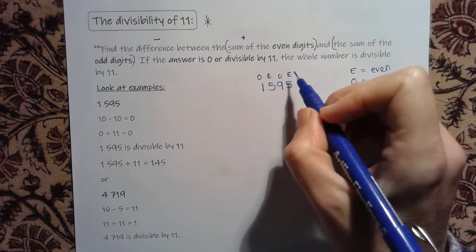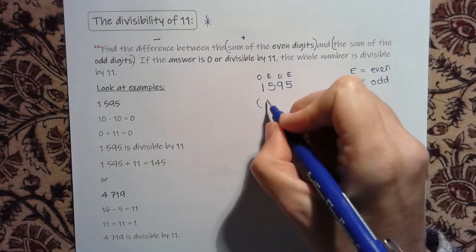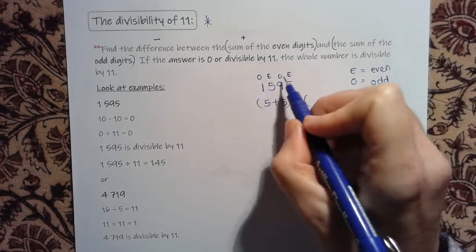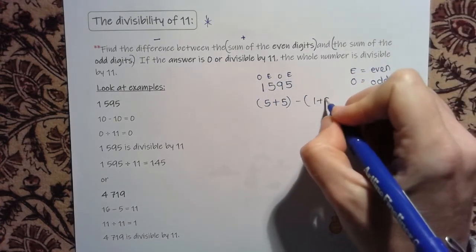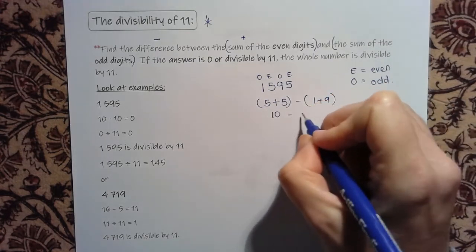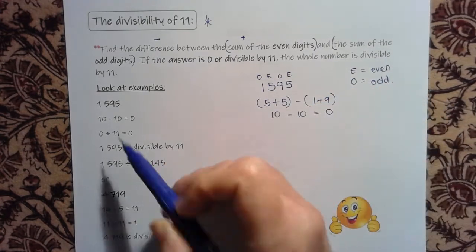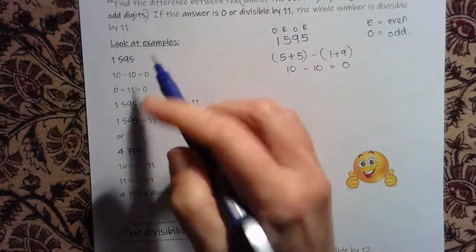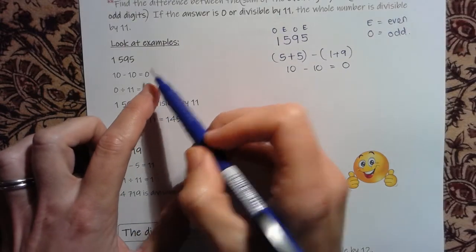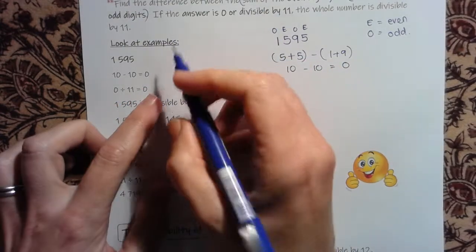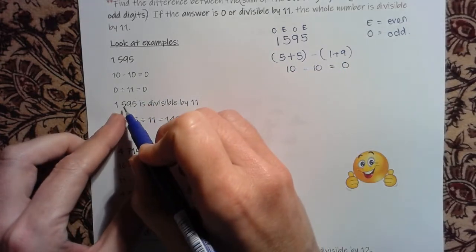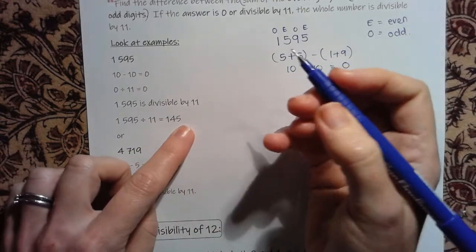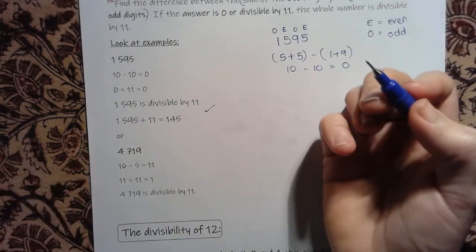Right, so then what you do is the sum of the even digits. So we're going to say 5 plus 5 minus, and then we're going to look at the odds, so 1 and 9. So 1 plus 9. So if you add this up, you get 10 minus 10. So this equals 0. So let's see what I've written here. 10 minus 10 is 0. Then you take this one and you divide it by 11 and you get 0 again. So that means that 1,595 is divisible by 11. Okay, and if you check it, you get 145 is your answer.